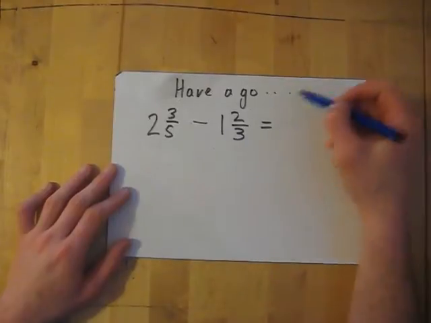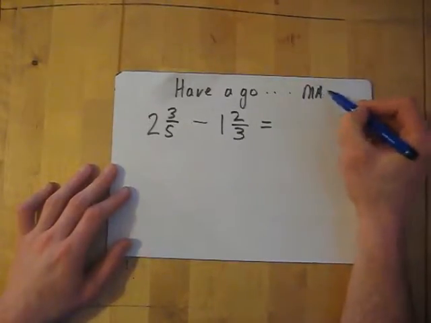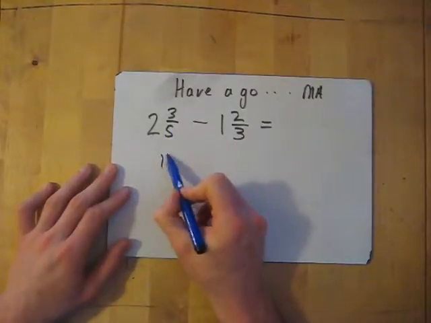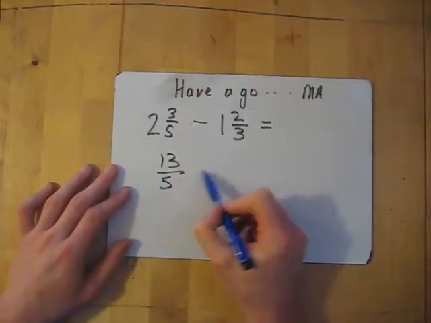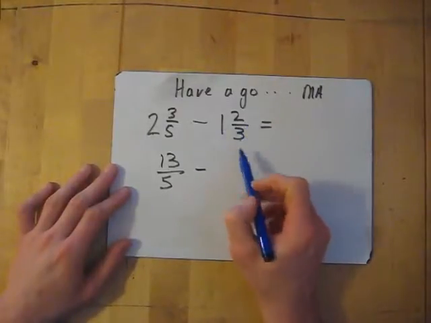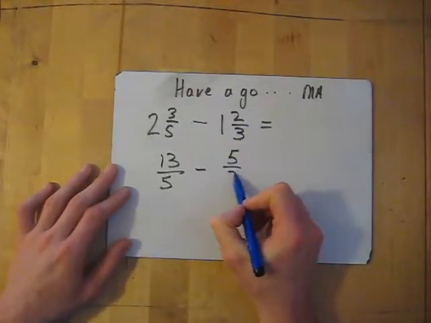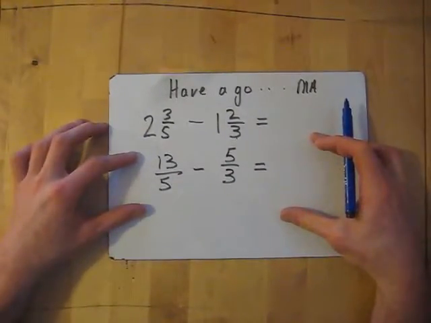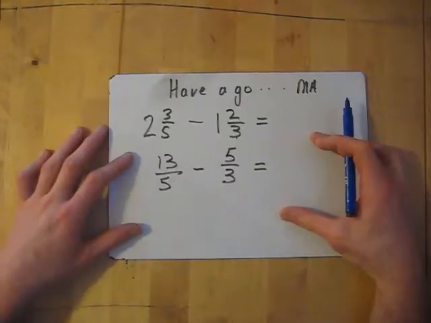So convert to improper fractions. Remember, multiply, add. 2 times 5 gives me 10. Add 3 is 13. So we get 13 over 5. Take away. 1 times 3 is 3. Add 2 is 5, which is 5 over 3. So this is my new question now: 13 over 5 take away 5 over 3.